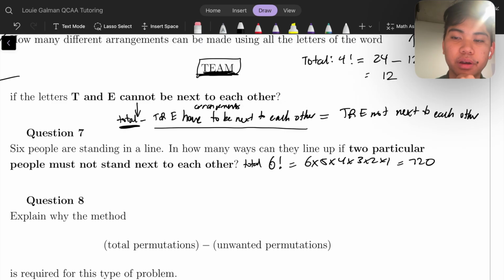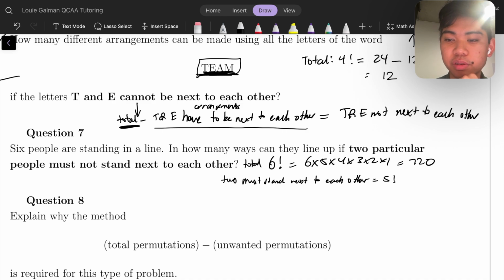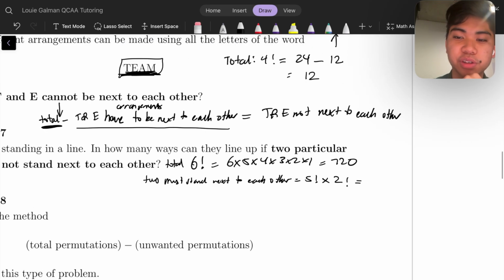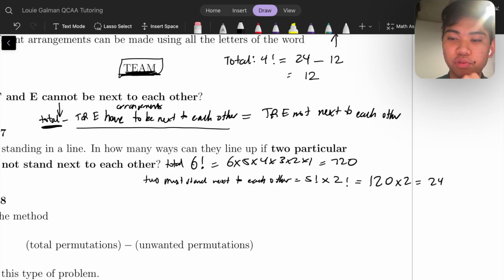And then if 2 particular people must stand next to each other, so the opposite of what it's asking. So 2 must stand next to each other. Then we're going to have 5 blocks factorial, that times the 2 different combinations we have. So that's going to be 120 times 2, which is 240.